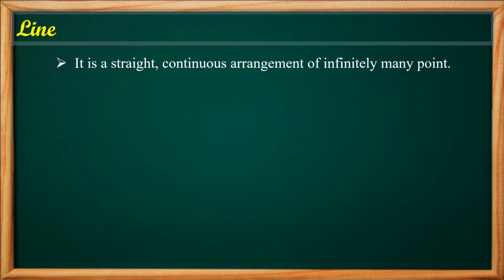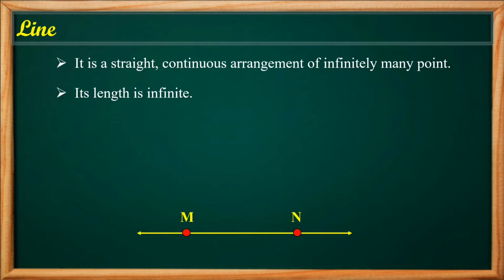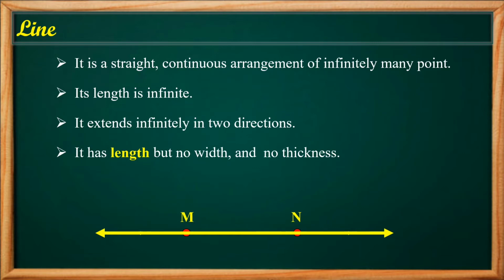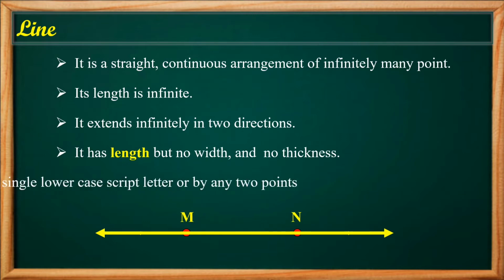What is a line? A line is a straight, continuous arrangement of infinitely many points. Its length is infinite. It extends infinitely in two directions, up and down, or right and left. A line has length but no width and no thickness.